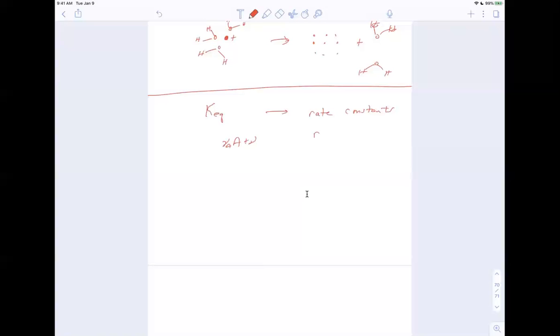nu A A plus nu B B goes to nu C C plus nu D D. And maybe you've seen the rate is equal to some rate constant times A concentration, B concentration raised to the stoichiometric coefficients, perhaps. I want to actually derive for you, and then you have this K equilibrium where you have concentrations. Actually, it's C and D, right? And then A and B, and then you might have some coefficients, exponents.